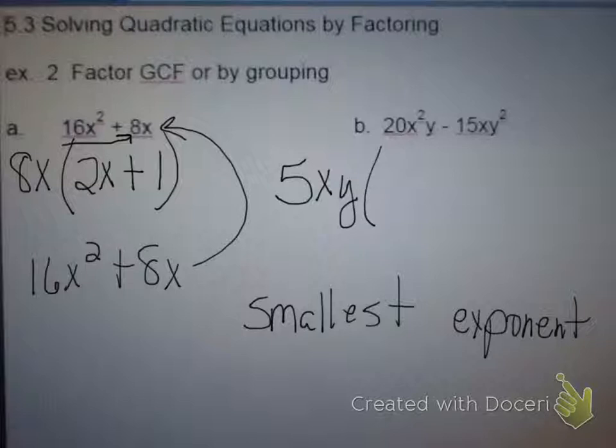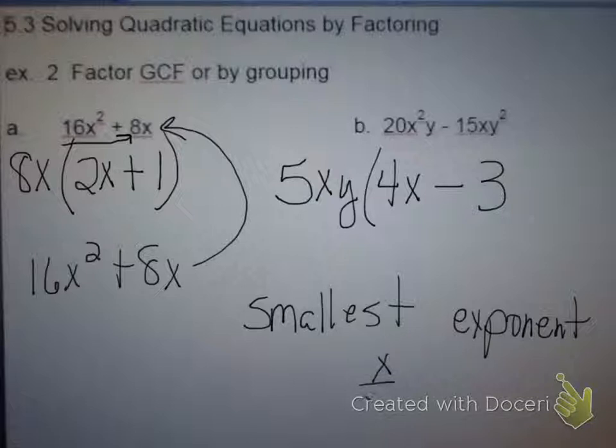Now I'm going to divide 5xy into each term. 5 goes into 20 4 times, and x goes into x squared, x to the 1 power, or just say x. And then y goes into y one time, so I don't have to put the 1. Bring down the minus sign. 5 goes into 15 3 times. x goes into x one time.